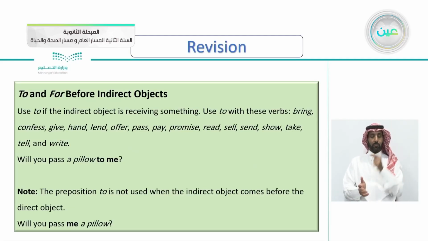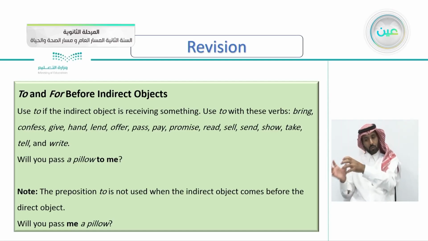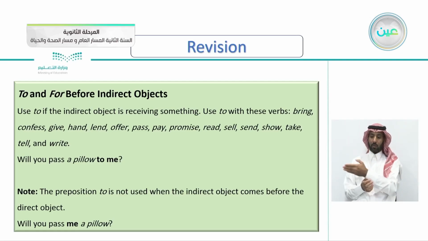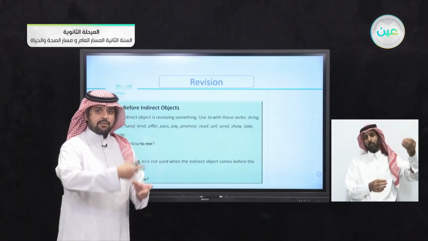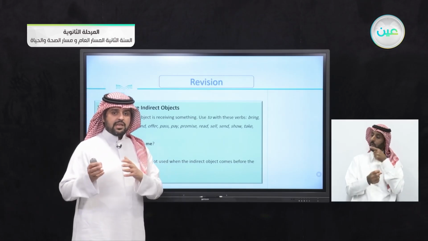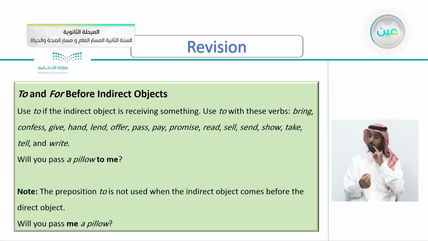We use to if the indirect object is receiving something. With to, we use verbs like bring, confess, give, hand, lend, offer, and so on. For example, will you pass a pillow to me? Note the preposition to is not used when the indirect object comes before the direct object. So if the indirect object comes before the direct, we omit the preposition, whether it's to or for.